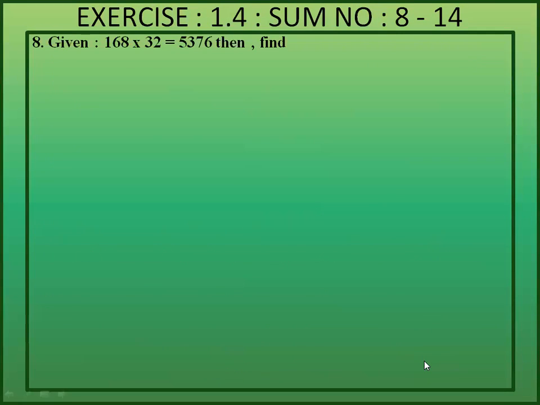Then we move on to the objectives. Given 168 into 32 is equal to 5,376. Then find minus 5,376 divided by minus 32. Both are negative numbers, so the answer will be positive, and the other left out is 168.